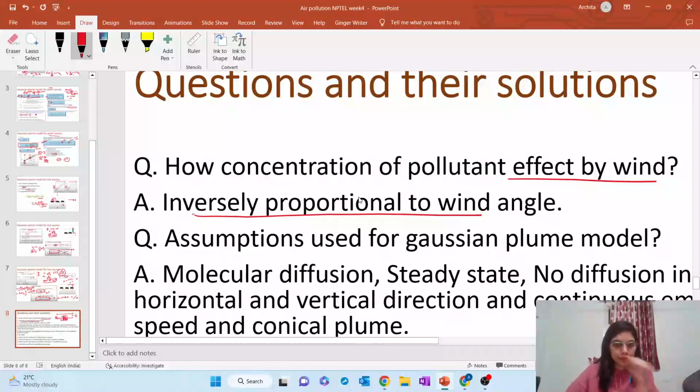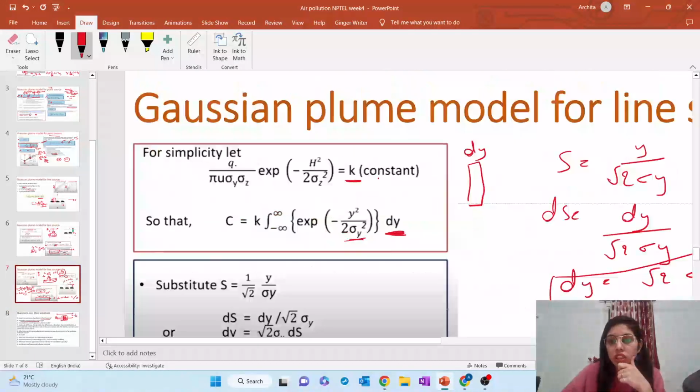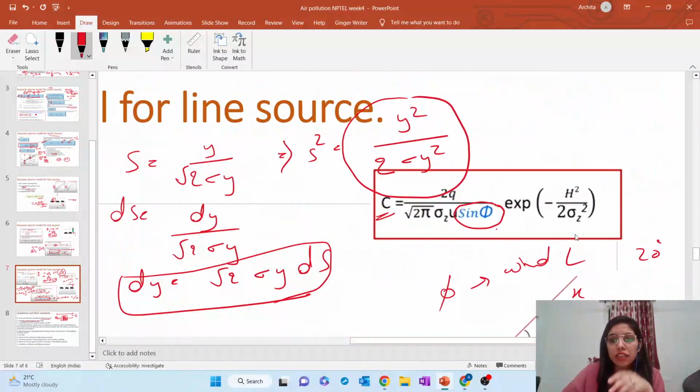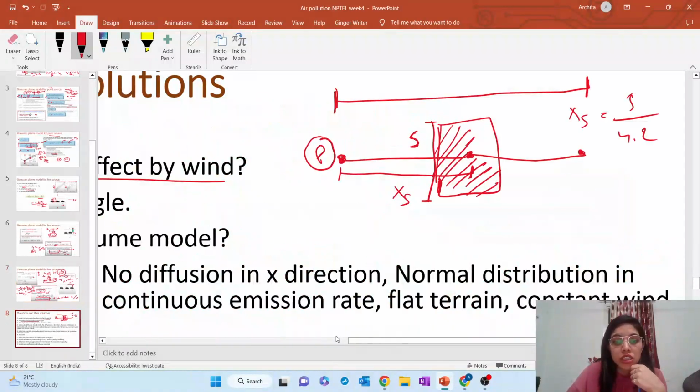Okay, so we have seen in the line source also that sine phi is in the denominator. So the higher the wind angle, the lower will be the concentration. So they have an inverse relationship. So that will be the first.